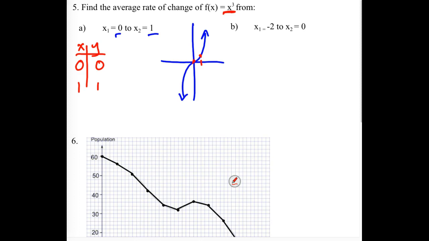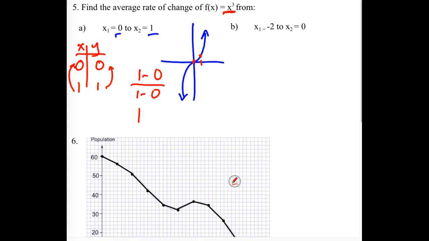y coordinates subtracted on top and the x coordinates on the bottom. So if I subtract in this order, 1 minus 0, I have to subtract the x's in the same order. 1 minus 0. So between those two little dots, what is the slope? Okay, so my average rate of change between 0 and 1, between those x values, is just a 1.